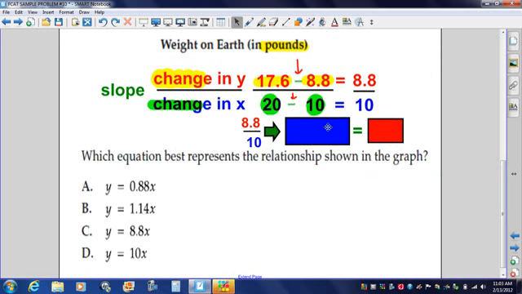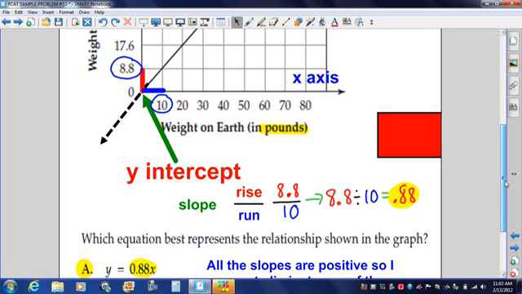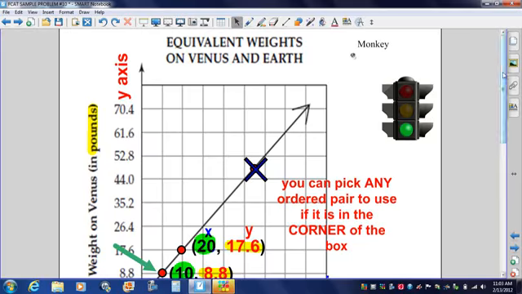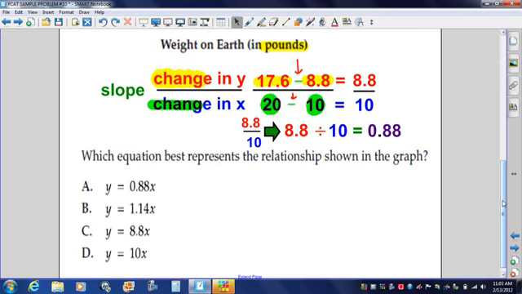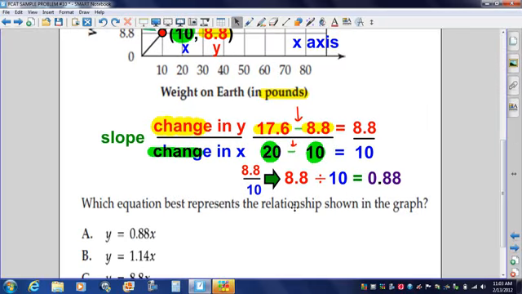Now, we'll do like we did before. 8.8 over 10 means 8.8 divided by 10. We should get the same answer as last time. 0.88. Now, some of you say, but Mr. Phillips, this way is longer, the other way is faster. Yes, the other way is faster, but keep in mind, you need to know how to do both ways for the FCAT, because on some of the problems, the way they draw it, this might be the only way for you to come up with the answer. So you need to know how to do change in y over change in x.